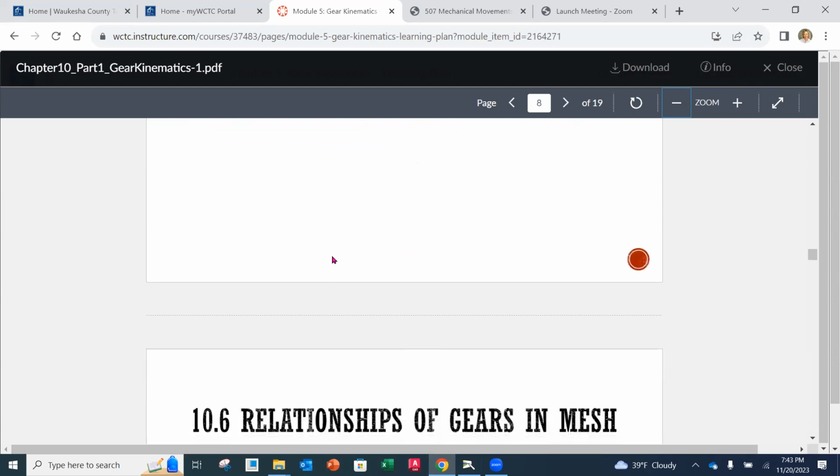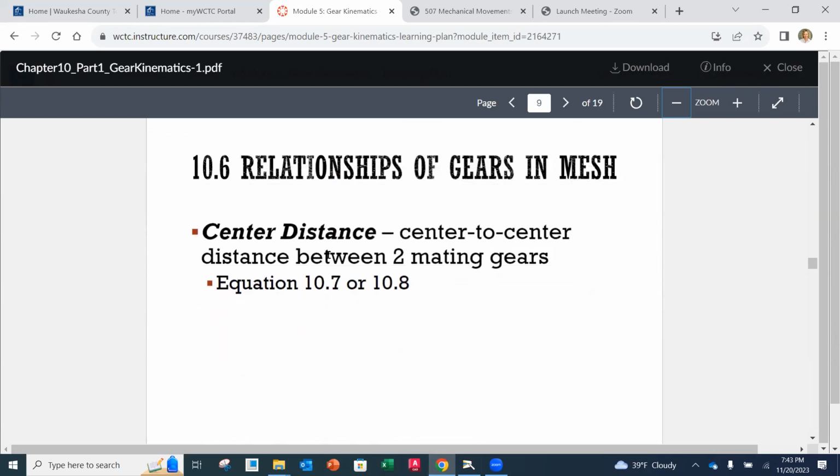But like I said earlier, with technology, we really don't have to. We can put a couple parameters into a parametric software, and those teeth can be created for us. Now let's look at relationships of gears that are in a mesh. Center distance is the center to center distance between two mating gears.